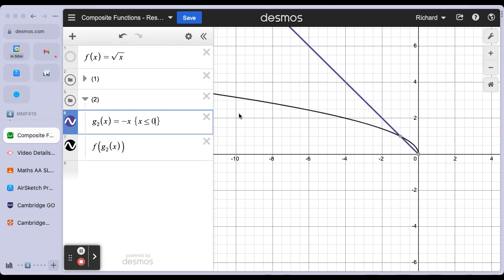Unrestricted, it's not defined properly. But if I restrict it, this is what this does. This restricts it to x less than or equal to 0. Suddenly the outputs are all just positive numbers, which then can be square rooted. So I put in -2, g of x makes it 2, and the square root of 2 is 1.4 something, etc. Okay, so that's why it's going off this direction instead of this direction. Okay, questions?